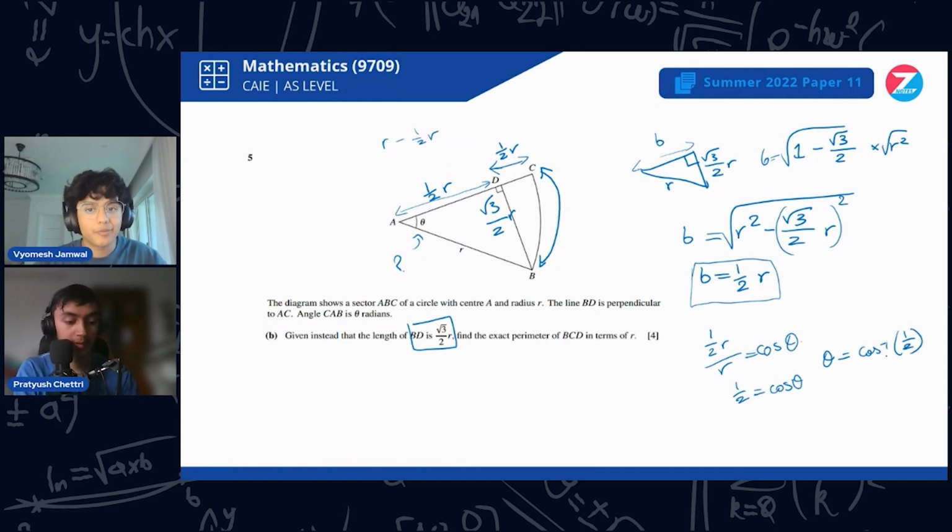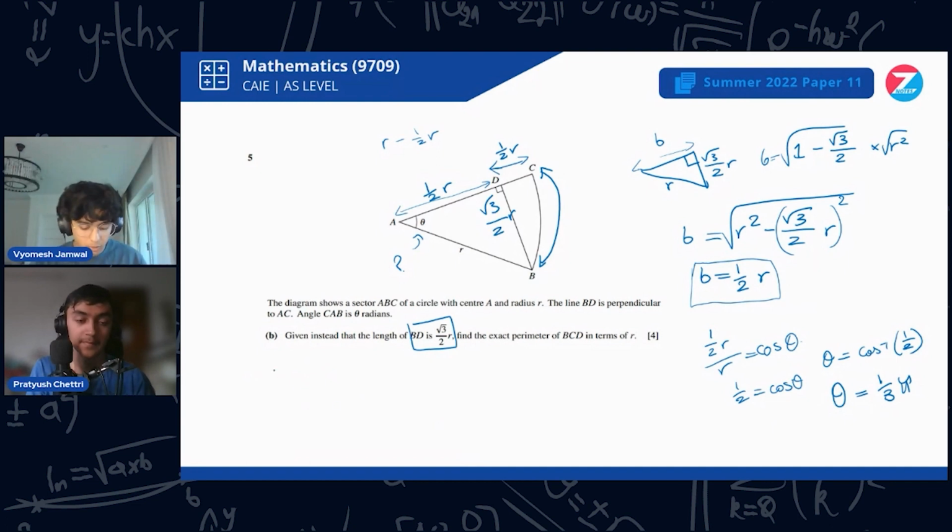Now we've gotten the r, we've gotten the theta. What do we do with it? To find the arc, we just multiply them together. So it's just going to be r times cos inverse of 1 upon 2, which is equal to pi upon 3. So it's going to be pi upon 3 times r. This is going to be r pi upon 3.